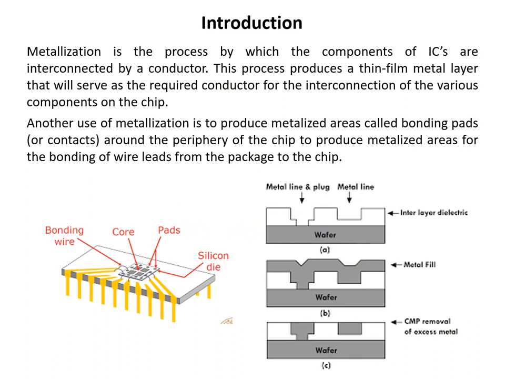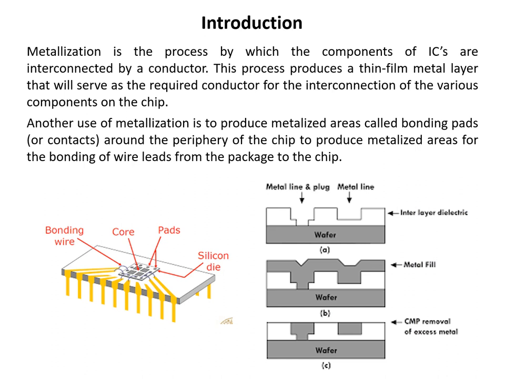Now, starting with the introduction, in simple words, metallization is the process where we put or deposit metal over the device to get conducting paths or to transmit electrical signals or even extract electrical signals from the device. So in detail, metallization is the process by which components of ICs are interconnected by a conductor that is obviously metallic in nature. This process produces a thin film metal layer that will serve as the required conductor for interconnection of various components on the IC or chip.